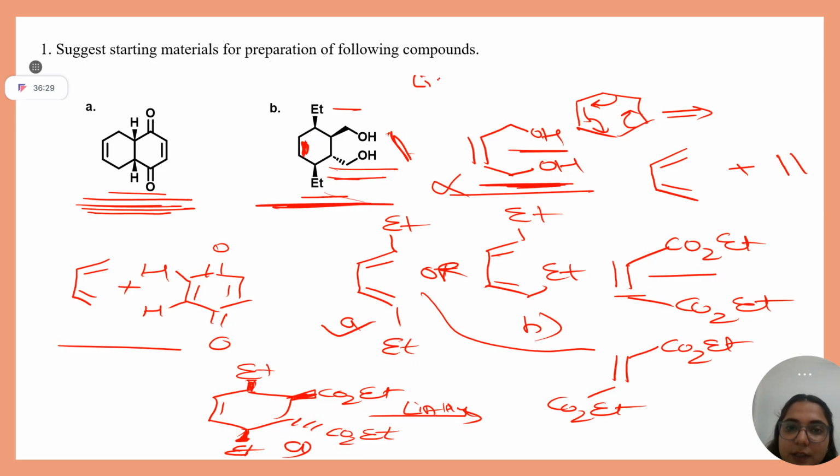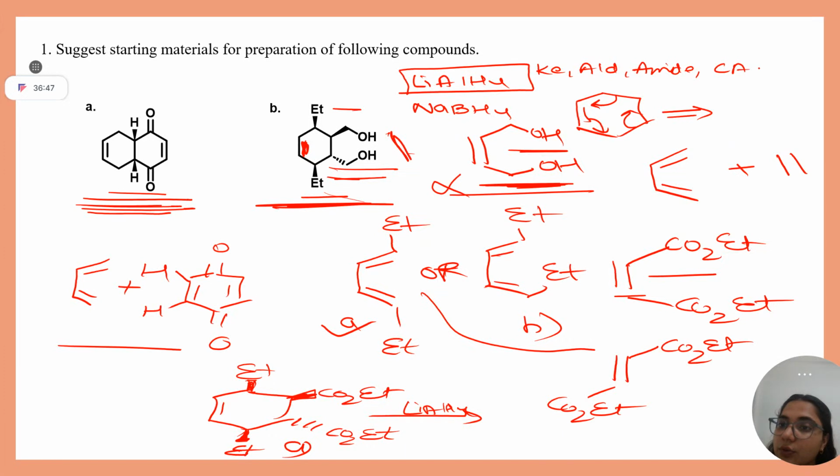Among lithium aluminum hydride and sodium borohydride, LAH can transform all compounds: ketone, aldehyde, amide, carboxylic acid, and esters also, to alcohols. But your NaBH4 can reduce only up to ketones. Why? Because it is less reactive.